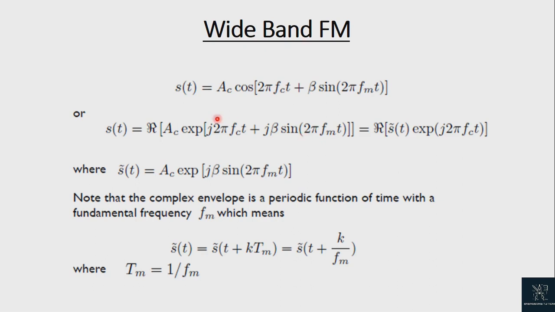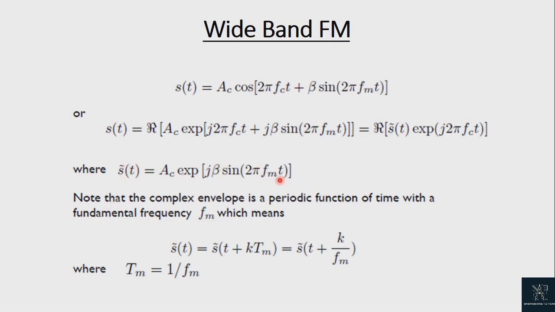We know the standard equation of the FM signal is s(t) equal to Ac cos(2π fc t plus β sin 2π fm t), or s(t) equal to the real part of Ac exponential of j2π fc t plus jβ sin 2π fm t, which can also be written as the real part of s-cap(t) into exponential of j2π fc t, where s-cap(t) is equal to Ac exponential of jβ sin 2π fm t, which is called the complex envelope.